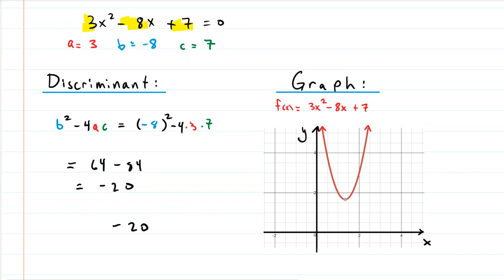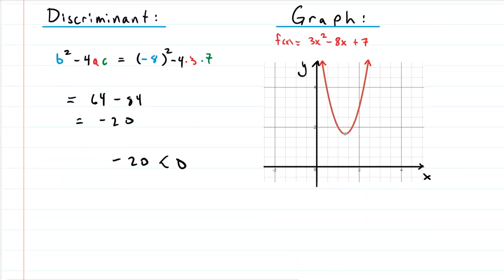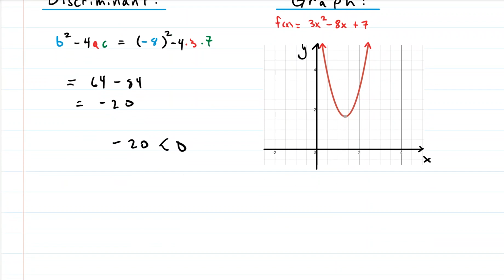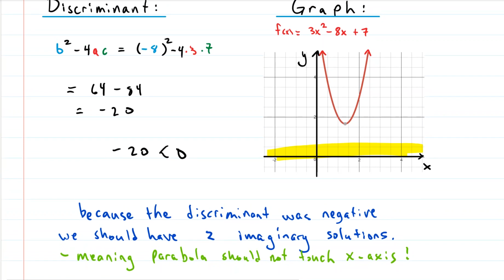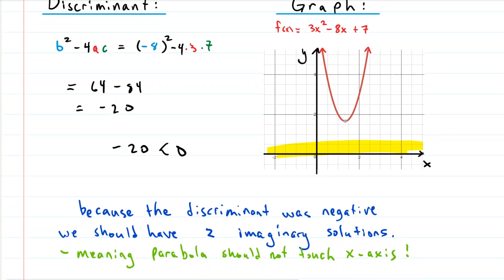So negative 20, is it positive, negative, or 0? Well, we can see that it's negative. So because it's negative, what do we know? What does that tell us? Because the discriminant is negative, we should have two imaginary solutions, which means the parabola should not touch the x-axis. And in our graph, we can see that it doesn't.